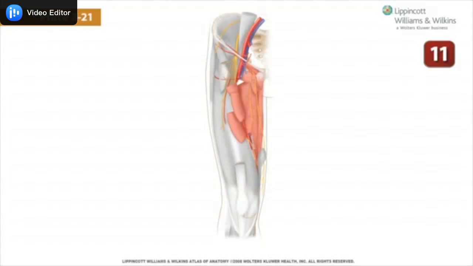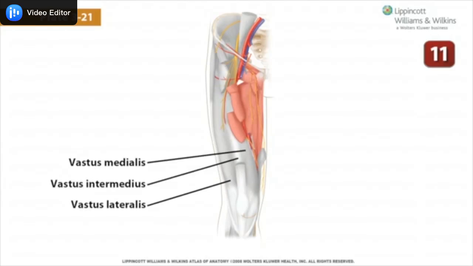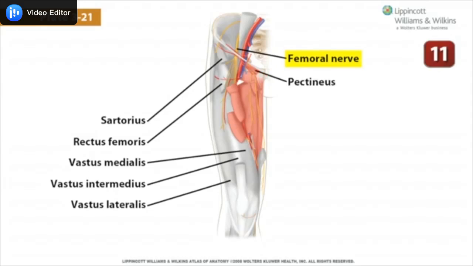Here's a summary statement about the innervation to the muscles of the anterior compartment of the thigh. The vastus lateralis, vastus intermedius, vastus medialis, rectus femoris, and the sartorius are innervated by the femoral nerve. The pectineus is innervated by both the femoral nerve and the obturator nerve. You can remember this by considering that the pectineus is on the border of the medial and anterior compartments. So it is innervated by branches of the nerve of the medial compartment, the obturator nerve, and the nerve of the anterior compartment, the femoral nerve.